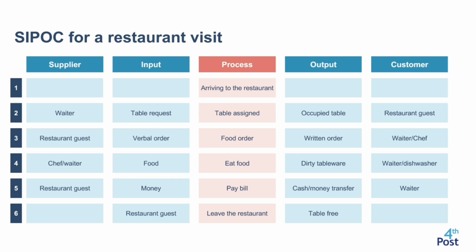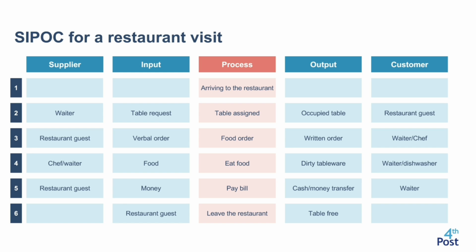And then the next step is getting assigned to a table, and here the supplier is the waiter, the input is the table request, the process is the table assignment, the output is an occupied table, and the customer is the restaurant guest, because they are the ones receiving the table. They get to sit at the table. And then step number 3: the supplier is the restaurant guest, the input is a verbal order, because the guest is giving an order verbally, and then the process is ordering the food, the output is a written order, and the customer is the waiter or the chef, whichever way you want to look at it. And this is the way you continue down.